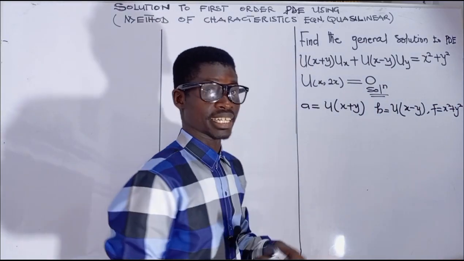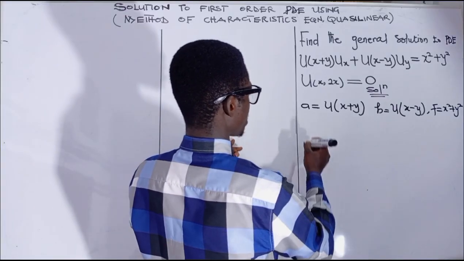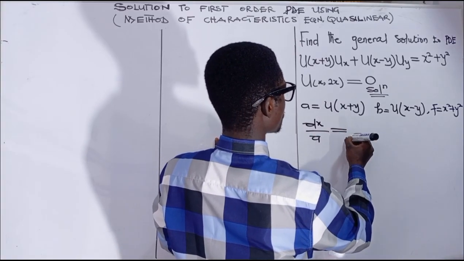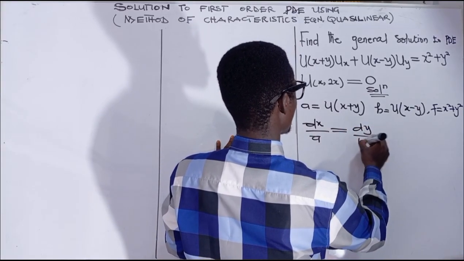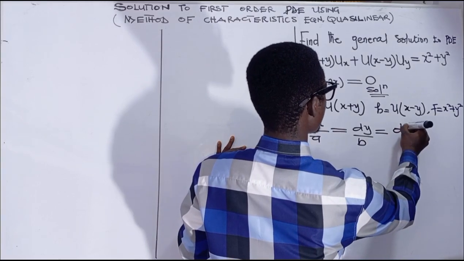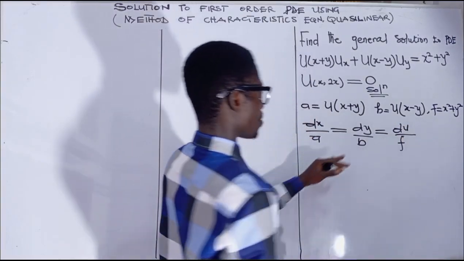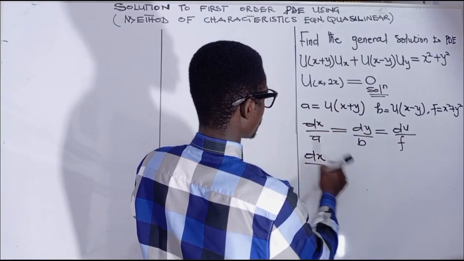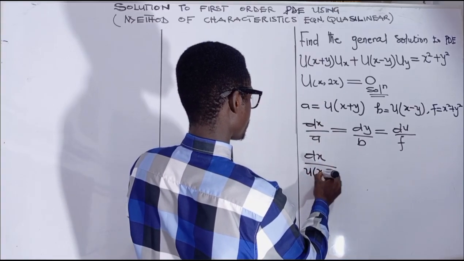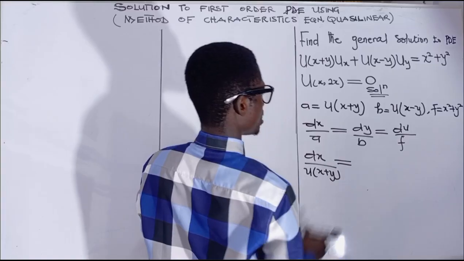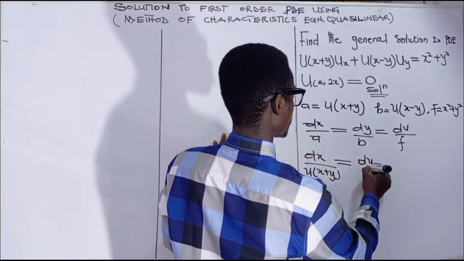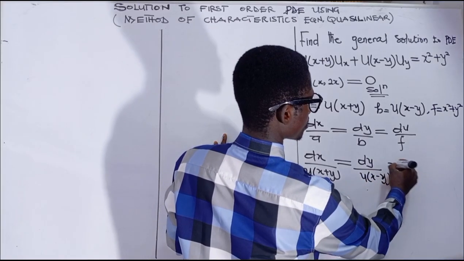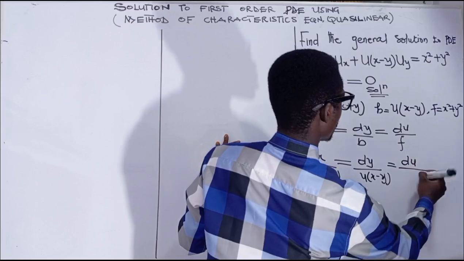Once we have this, we write down the characteristics equation. We know that the characteristics equation is given as dx all over A is equal to dy all over B, and this is also equal to du all over F. Now once we write down the characteristics equation, we plug in our A, our B, and our F.